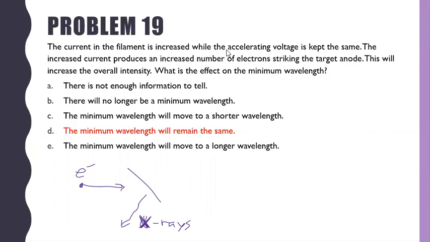All right, but the voltage is kept the same. This means that the electrons will come with the same energy, because the energy of the electrons was given by the voltage.